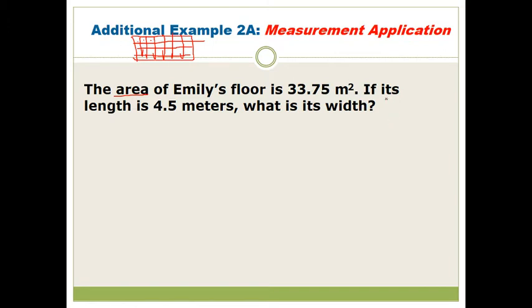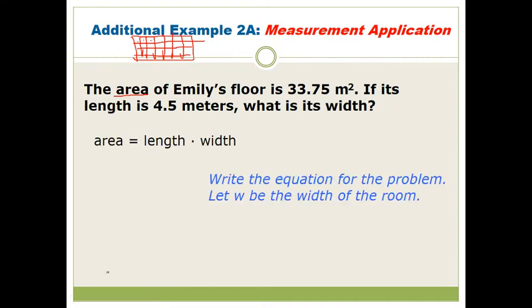So in this case, if the length is 4.5 meters, right? So let's say this is 4.5 meters here. Then we want to know how big the width is. So don't look at the squares I drew in there. It might not be accurate. But we know that if we multiply these two numbers together, we should get this answer, 33.75.